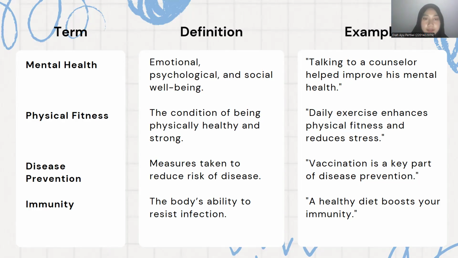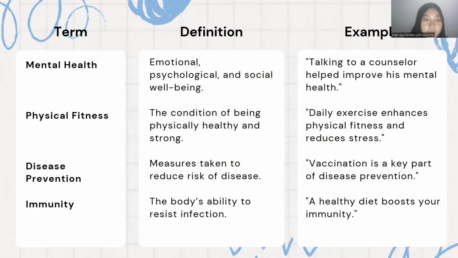Next is physical fitness, the condition of being physically healthy and strong. The example is daily exercise enhances physical fitness and reduces stress. Next term is disease prevention, measures taken to reduce risks of disease. The example from the sentence is like, vaccination is a key part of disease prevention.